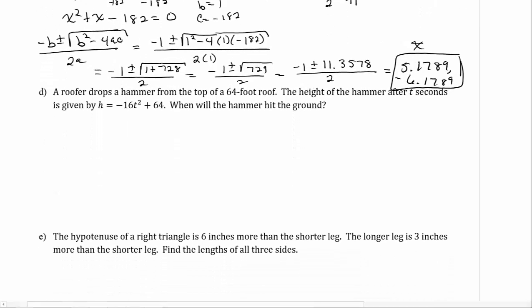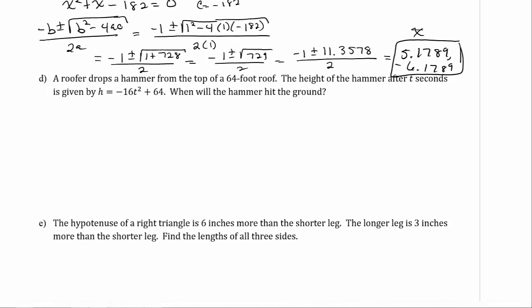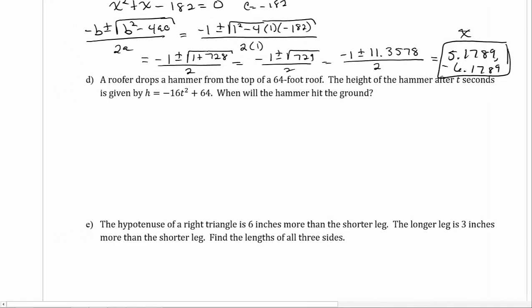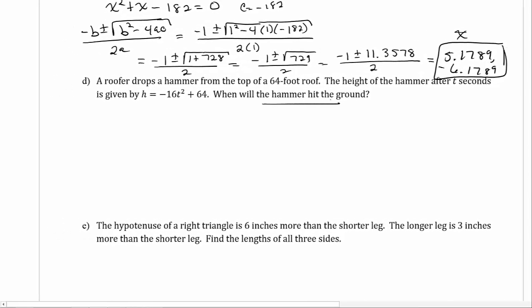All right. So our next one here, a roofer drops a hammer from the top of a 64-foot roof. The height of the hammer after t seconds is given by h equals -16t squared plus 64. When will the hammer hit the ground? So on this one, when is the hammer going to hit the ground? Well, first of all, what's the height of something when it hits the ground? And the answer there is that the height is 0. And so we would take this -16t squared plus 64 and set it equal to 0, because when something's on the ground, the height of the object from the ground is 0.